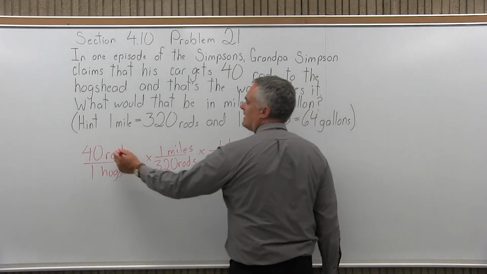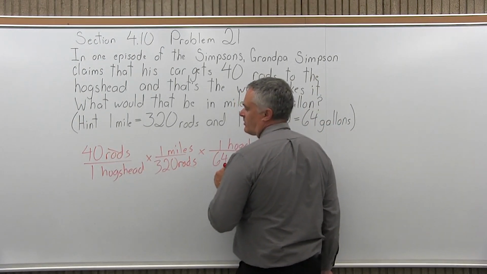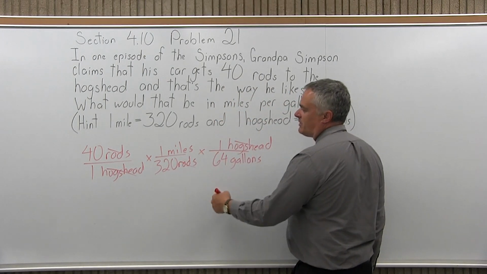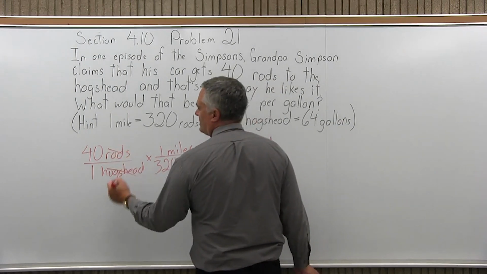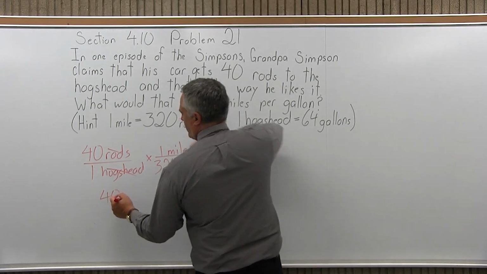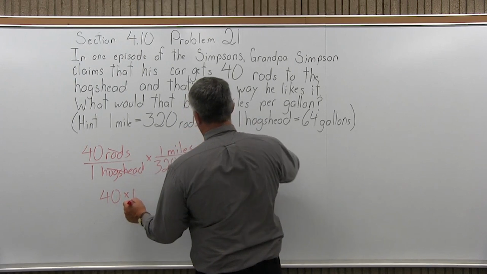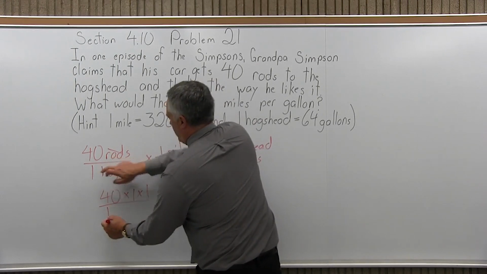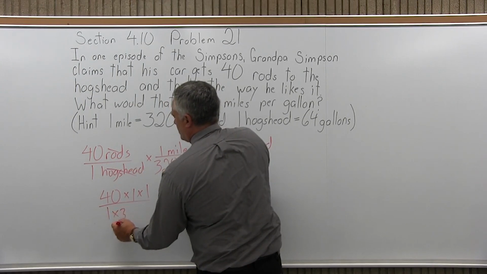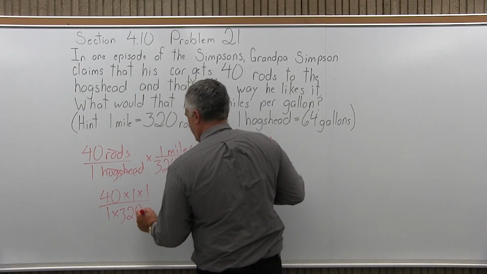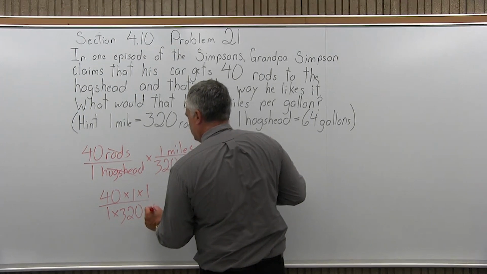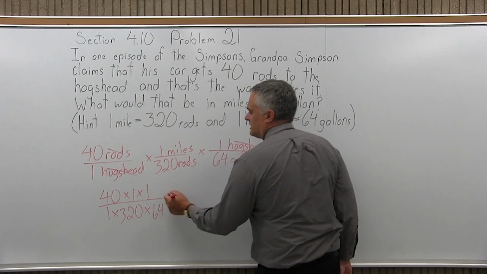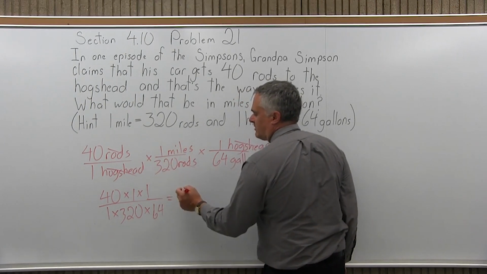So rods on the top, rods on the bottom will cancel. Hogshead in the denominator, hogshead in the numerator will cancel, and I'll be left with miles per gallon. So in the numerator, I will have 40 times 1 times 1. In the denominator, I'll have 1 times 320 times 64. So let's simplify that a little bit. And again, that's coming out in miles per gallon.